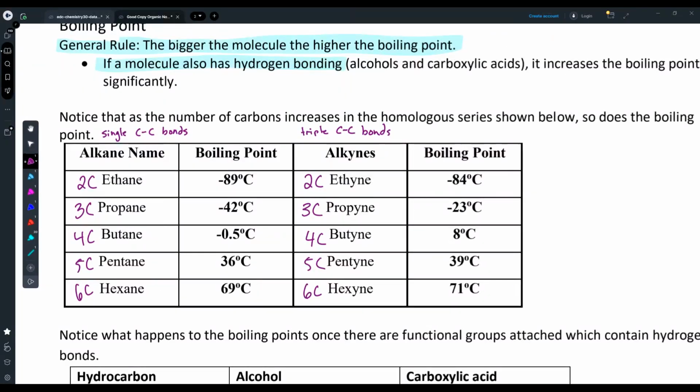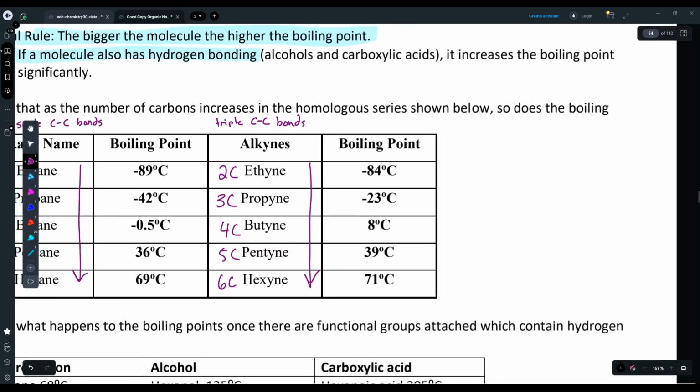This table shows us homologous series of alkanes and alkynes. Just notice that as we go down the table for both of these homologous series, the number of carbons is increasing. In other words, the size of the molecule is increasing as we go down. And as we gain more carbons, the boiling point is increasing in both the alkane and the alkyne homologous series. This proves the point: the bigger the molecule, the higher the boiling point.